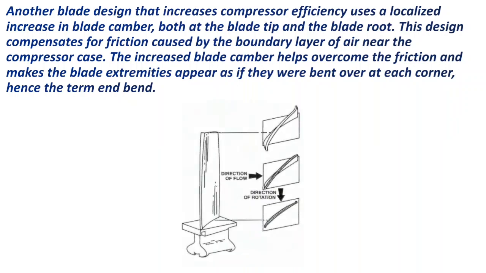Now have a look at this picture. You will see here that the camber of the blade increases. So by increasing the camber, there is a reduction in friction caused by the boundary layer of air near the compressor case. And at the tip there is a round corner. So you can say each corner is rounded, hence the term end bend.